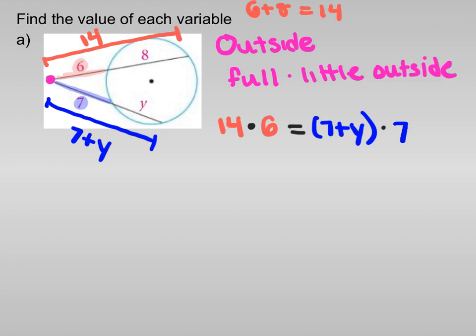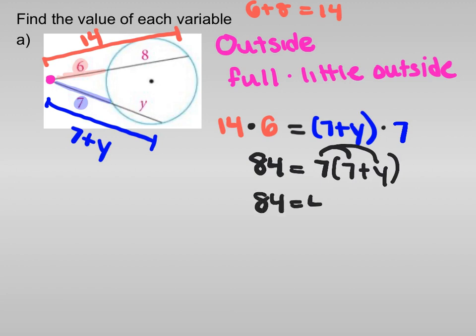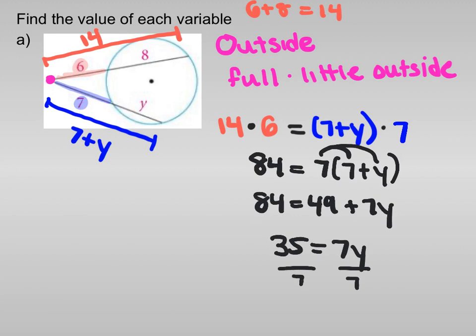So now if I want to simplify this to solve, 14 times 6 gives you a value of 84. You can rewrite the 7 plus y times 7 as 7 times 7 plus y. Distribute the 7, so you get 84 equals 49 plus 7y. Subtract the 49 from both sides, so you get 35 equals 7y. And divide both sides by 7, so you get 5 is the value of y.